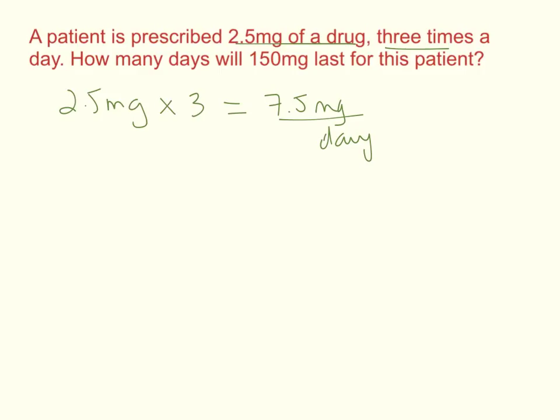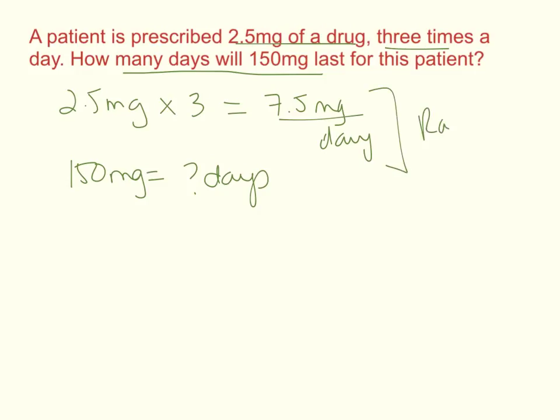Why I've done this is the question's asking us how many days will 150 milligrams last? So 150 milligrams is equal to X number of days, or question mark number of days. So we can actually set this up as our rate is equal to part over base problem. This would be our rate, and this is going to be our part. So we're actually trying to find out the base, which is the number of days. Similar to the problems we've been doing with percentage, except now we're just dealing with drugs.